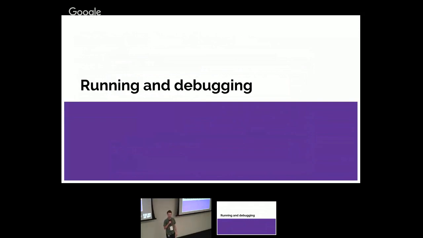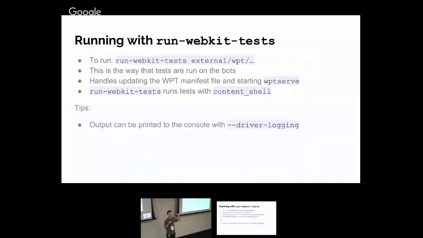All right. So once you've got an overall view of web platform tests and you want to run and debug tests, there are a couple of recommended ways to run them. The first is running it with run-webkit-tests, the same way that layout tests are run. And this is also the way that they're run on the bots. It should be as simple as just running run-webkit-tests, external WPT, and then the path to the test.